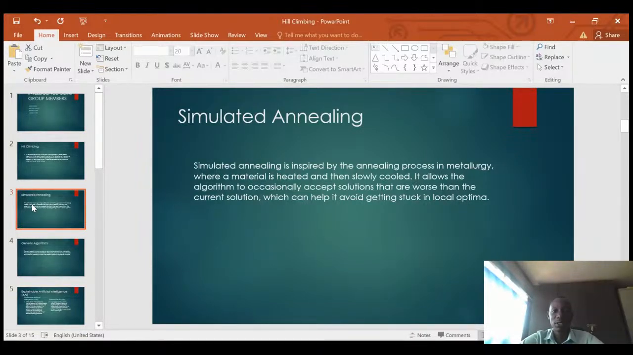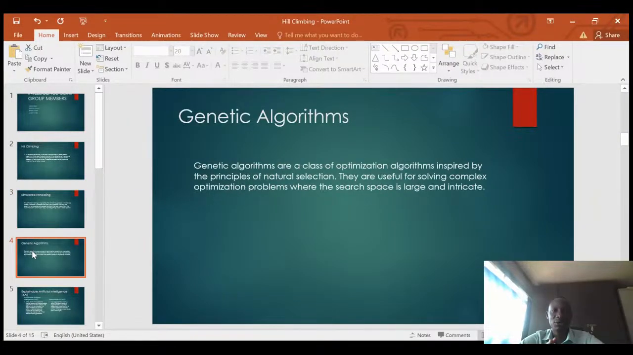This one is inspired by the annealing process in metallurgy, where a material is heated and then slowly cooled. It allows the algorithm to occasionally accept solutions that are worse than the current solution, which can help it avoid getting stuck in local optima. They are straightforward. Next, we have the genetic algorithm.